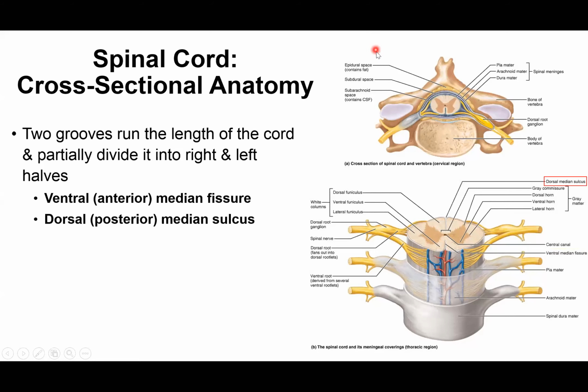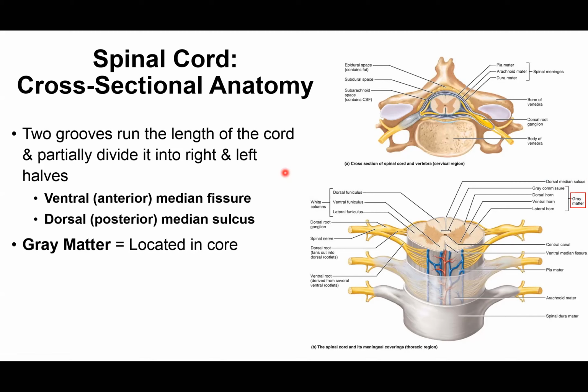We also have a dorsal, posterior median sulcus. Okay, so we have a fissure on the anterior side, and then we have a sulcus on the posterior side, or the dorsal side. Okay, and so that would be this here, and then you can sort of see it on this one, just not as well.